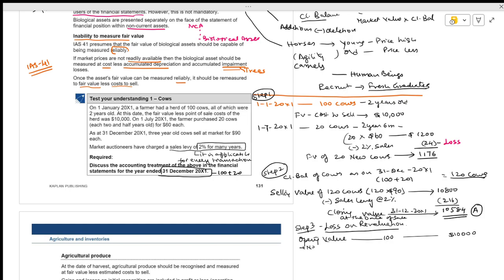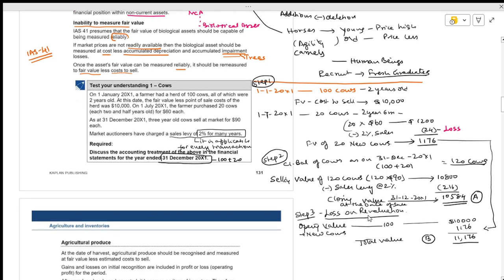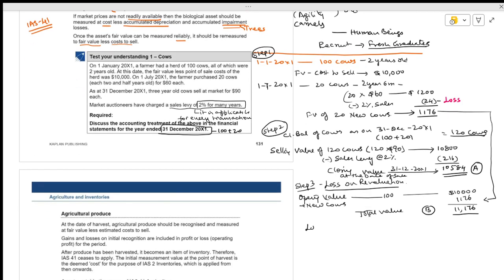Fine. New cows are how much? We have calculated this. How much? 1176. Is it right? It comes to 11,176. This is the total value. This is B. Is it right? Loss on revaluation is equal to, is it right?